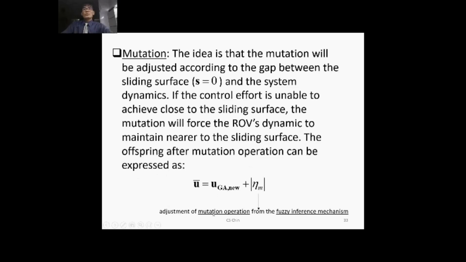So the adjustment of mutation operation comes from the fuzzy inference mechanisms. The mutation will be adjusted according to the gap from the sliding surface. If the control effort is unable to achieve close to the sliding surface, which means S equal to 0, then the mutation will force it to happen. Okay, that's the whole idea.